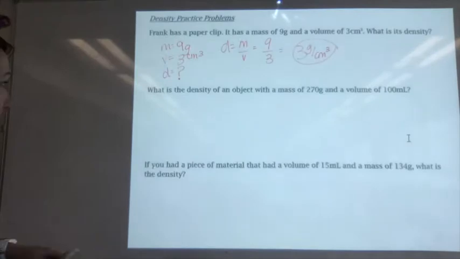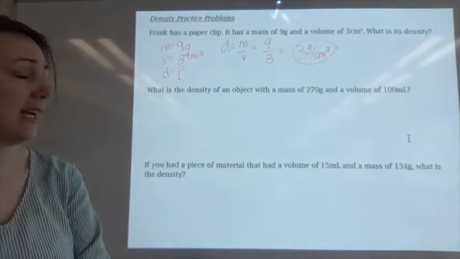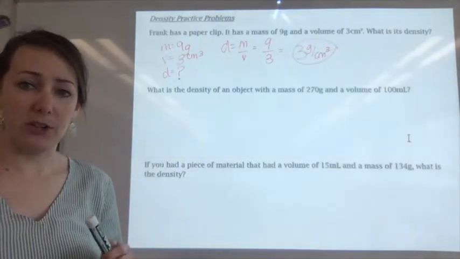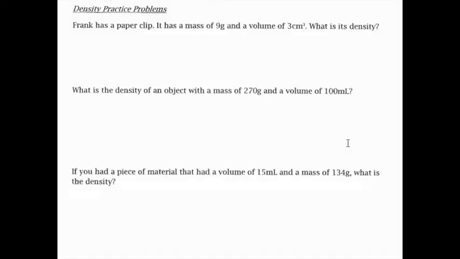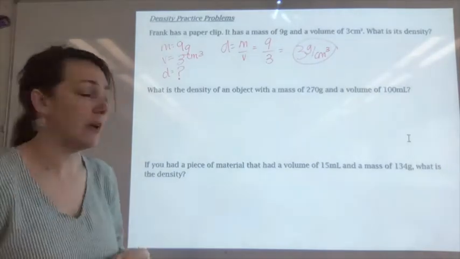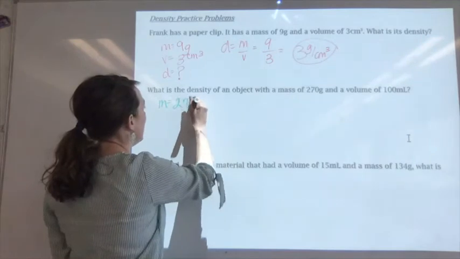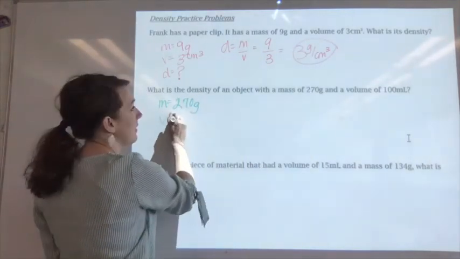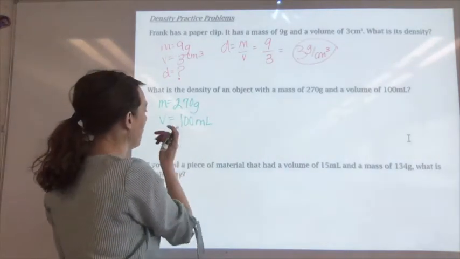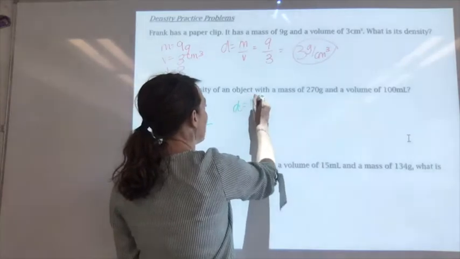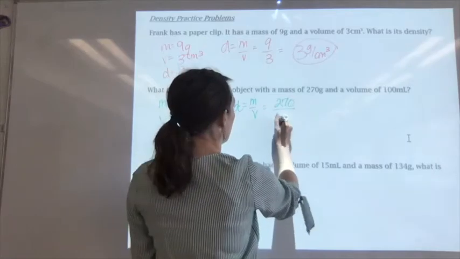So the next one says, what is the density of an object with a mass of 270 grams and a volume of 100 milliliters? Hit pause, try that out. Right, so let's identify what we have. The mass is equal to 270 grams. The volume is equal to 100 milliliters. Density is the unknown. Density is equal to mass over volume, which is 270 over 100.